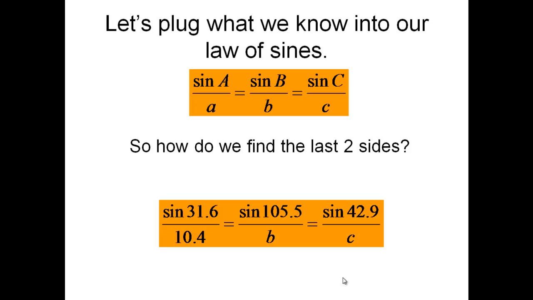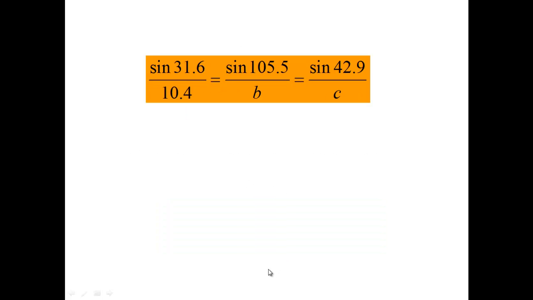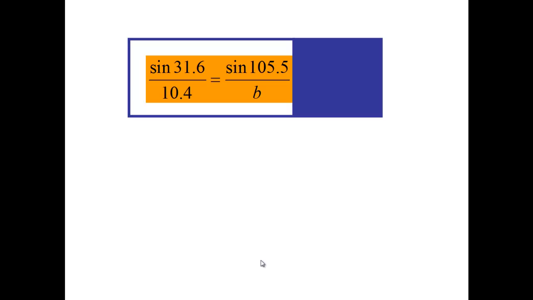Well, we've got three things that are equal. We really don't need to look at all three at the same time. So let's take a look at the one that we know something about, the angle and the side, and maybe look at the part where we're missing a side. So we're going to ignore this for right now and use this equation to help us find side b.